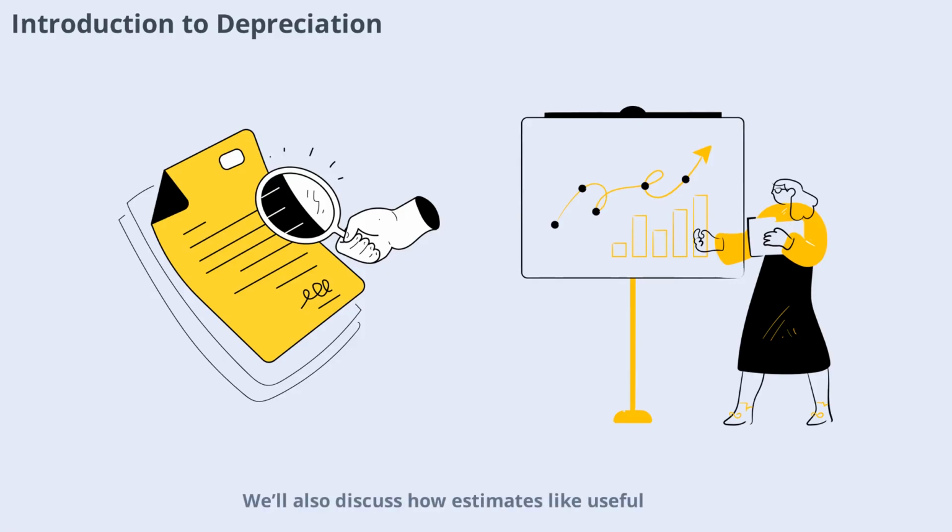We'll also discuss how estimates like useful life and residual value play a role and explore real-world scenarios, including a case study on component accounting. Let's start by understanding what depreciation really means and why it's so important in financial reporting.